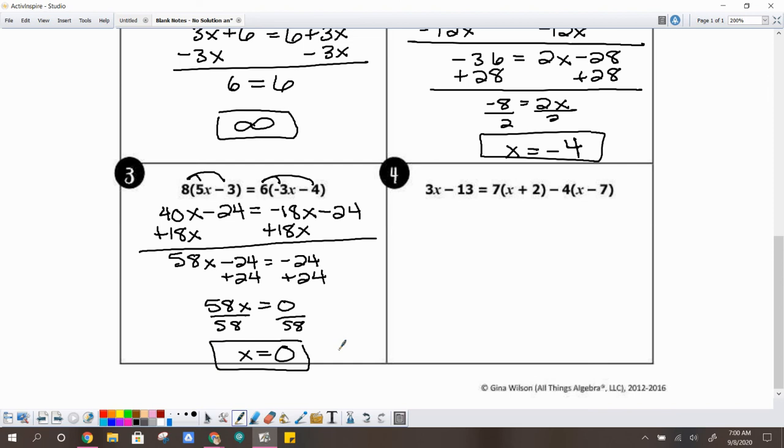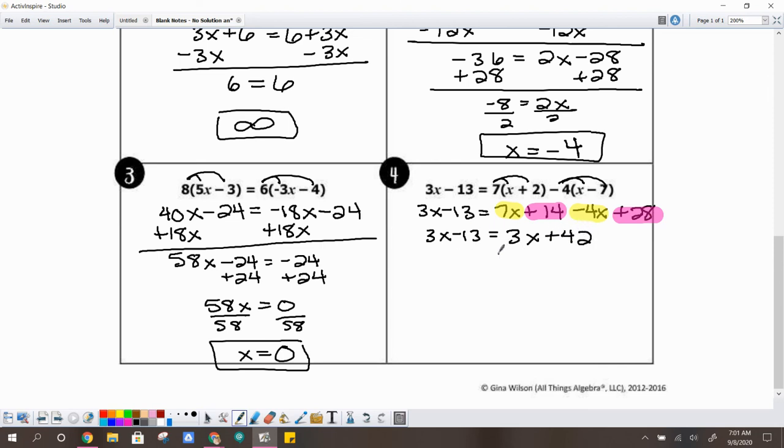So number 4, let's go ahead and look at your work for that. So we're distributing. Make sure you're passing out this negative to both parts. So you have 3x minus 13 equals 7x plus 14 minus 4x plus 28. Step 2 is to combine like terms, which we can do here. There are a lot of terms to combine. All right, so we can go ahead and combine our like terms. So 7x minus 4x is 3x, and 14 plus 28 is a positive 42.